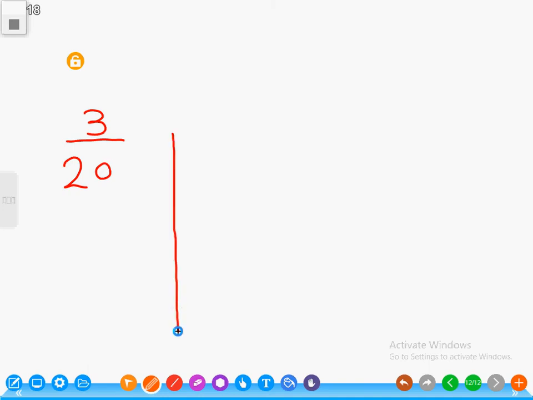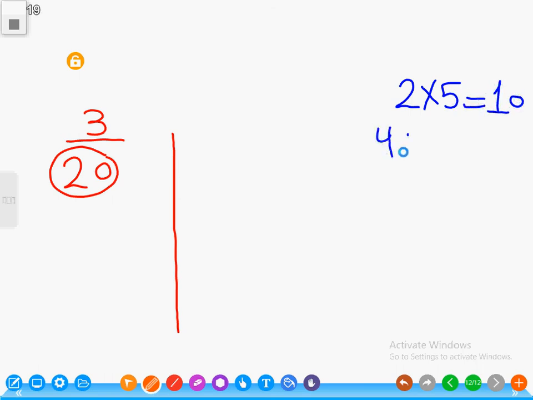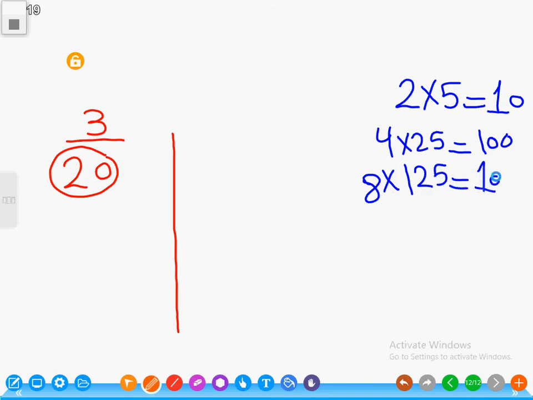Let's see this example: 3 over 20. We want to make this 20 into 10 or 100 or 1000. We must know these friends, guys: 2 by 5 equals 10, 4 by 25 equals 100, 8 by 125 equals 1000.